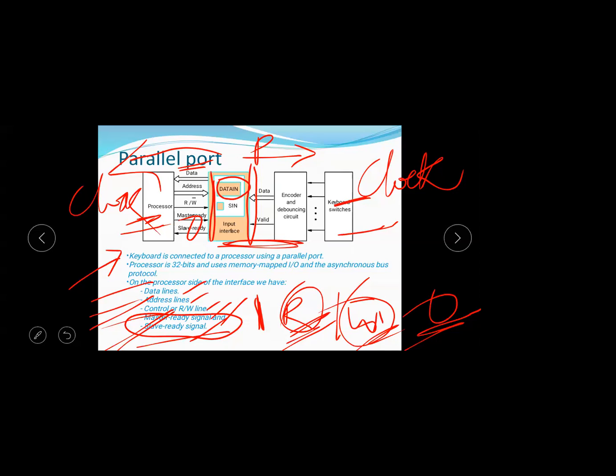This is the construction by which the data is transmitted from the keyboard to the processor. Okay, keyboard to the processor. Similarly, from the processor we have to transmit the data to the printer also. That is the output operation. This is the input operation, the read operation. This is the write operation.